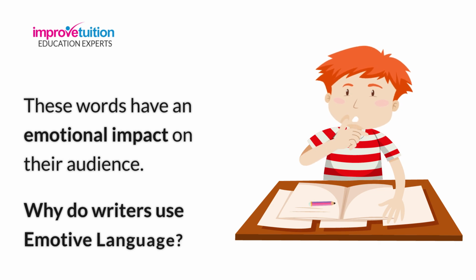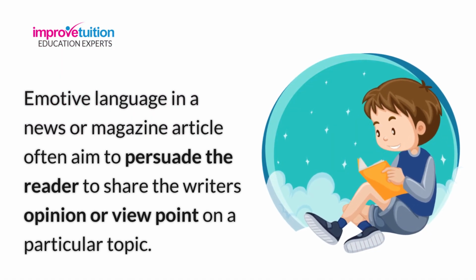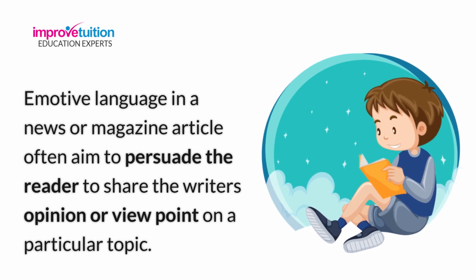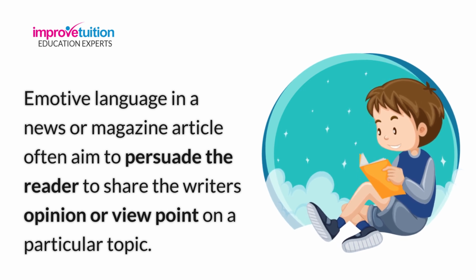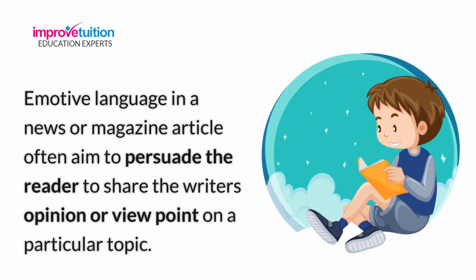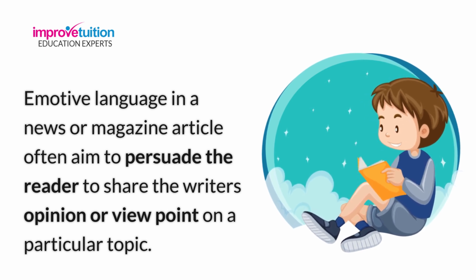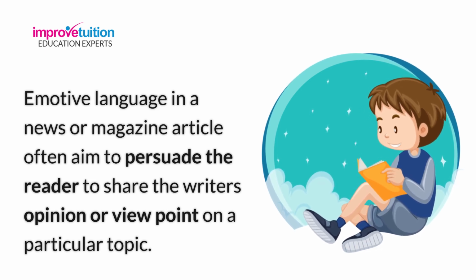Why do writers use emotive language? Emotive language in a news or magazine article often aims to persuade the reader to share the writer's opinion or viewpoint on a particular topic. So in a news article or a magazine article, the writer will specifically choose certain words in order to persuade the reader to share a viewpoint, an opinion on a topic.